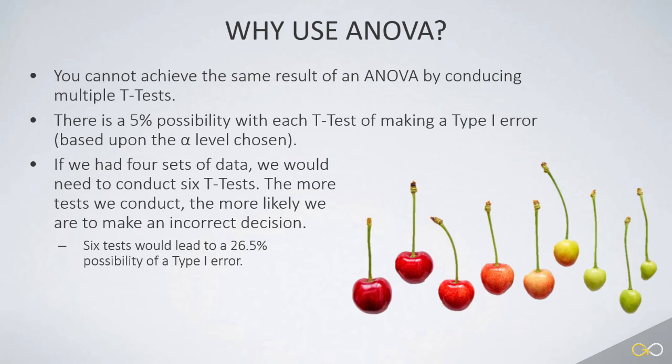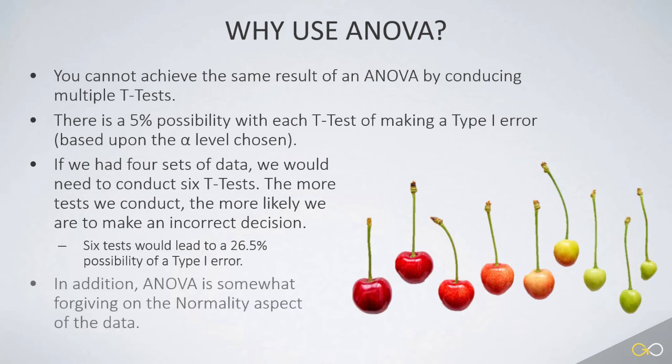However, with ANOVA, it's only one test that needs to be run, and that will check all of the relationships between the sample means. In addition to that, ANOVA is somewhat forgiving on the assumption of normal data. It will tolerate a low level of non-normality and still provide excellent results. Let's spend another minute on the ANOVA approach.